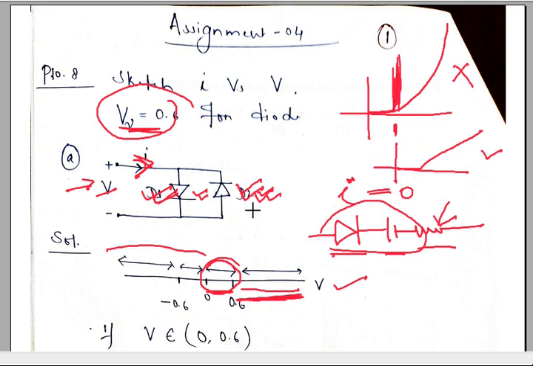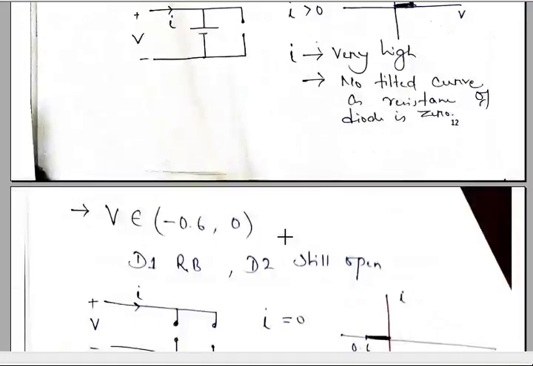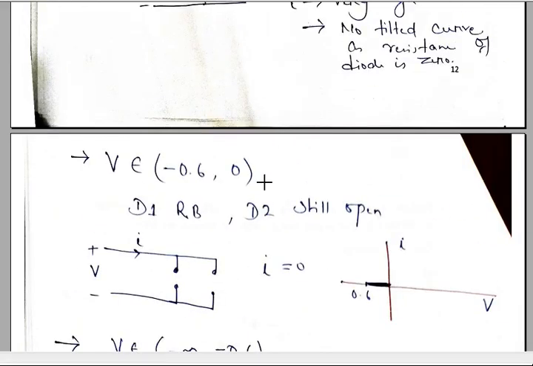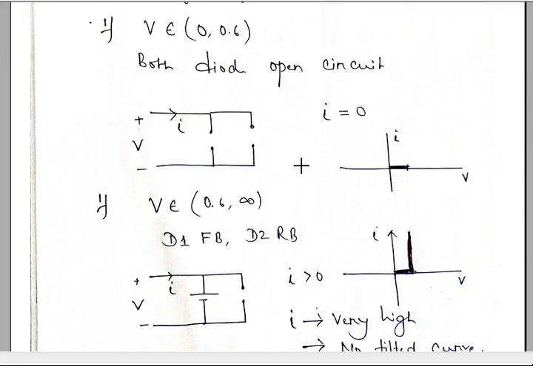Now similarly when the input voltage is negative and between minus 0.6 and 0, there will be no current. This is reverse bias, this is forward bias. Similarly it will behave. So there will be no current, and after 0.6 the current will be very high. So overall this is the curve we are going to get. Overall this is the correct curve. I have done all this explanation here.